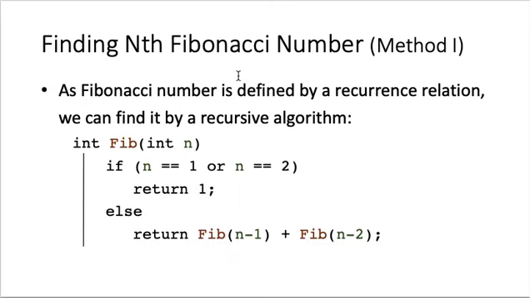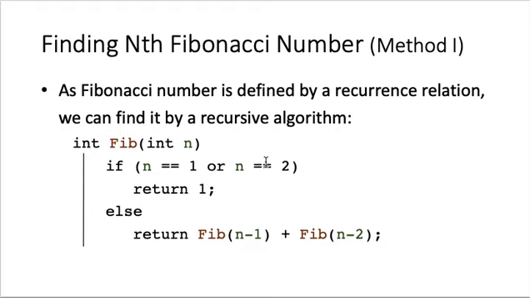Now, because the Fibonacci number is defined by a recurrence relation, it is very natural that we can solve it by using a recursive algorithm. So this is C or C++-like code. We want to find out what is the Fibonacci number f of n. In case n is equal to 1 or n is equal to 2, then we will simply return 1 immediately. This is the basis of the Fibonacci number.